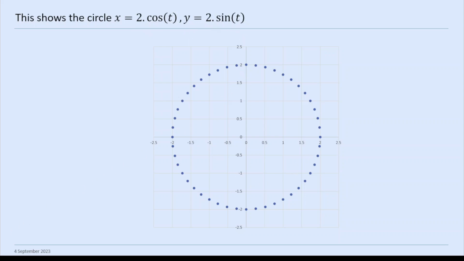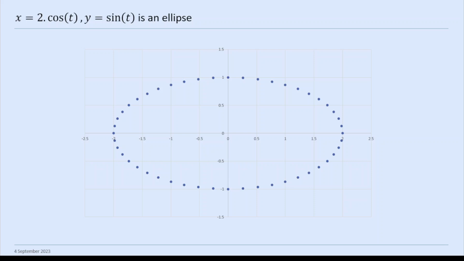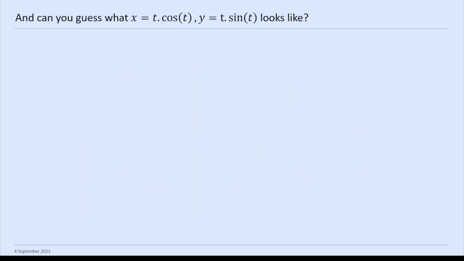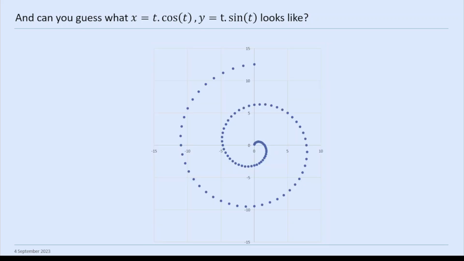Beautiful stuff. On this one, we started to get a bit creative. We've only multiplied the x coordinate by 2, not the y coordinate, so instead of a circle, we've got an ellipse. So this is the parametric method, doing all sorts of interesting new things. And guess what we trace if we go x equals t cos t and y equals t sine t? Looks like this. Oh, so beautiful.